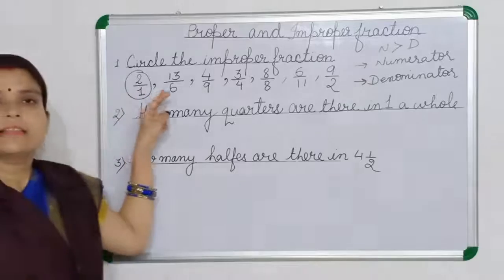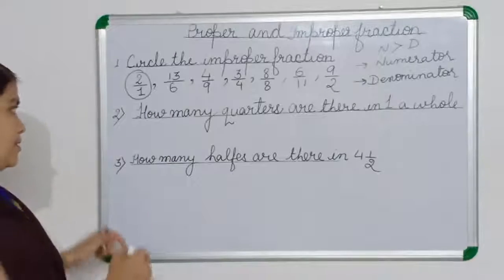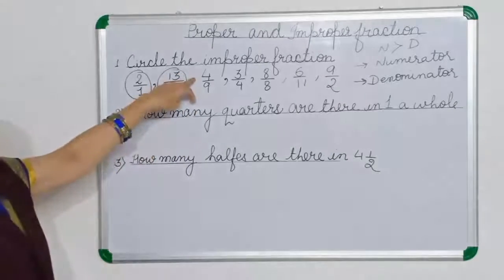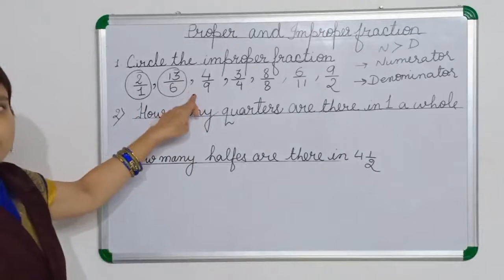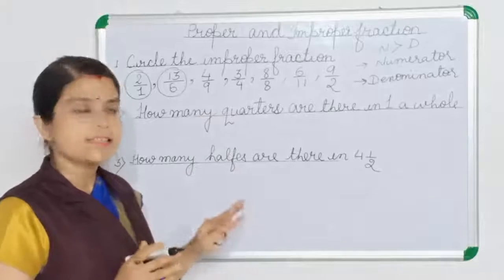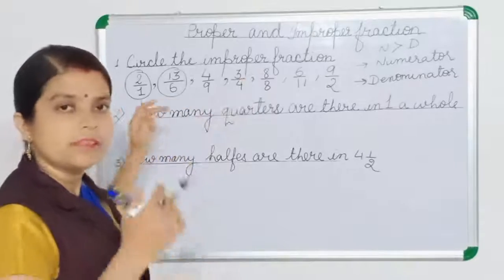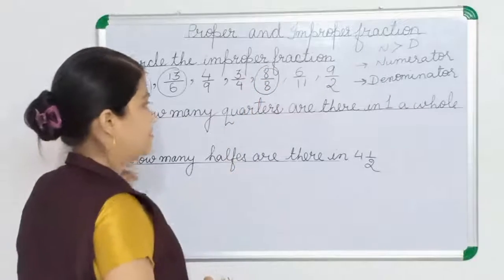Now here you can see 13 by 6. 13 is more than 6. Improper fraction again. Is 4 more than 9? No, it is a proper fraction. Is 3 more than 4? No, it is less than 4. Proper fraction. Here both are equal. Both are equal, then also it is an improper fraction.